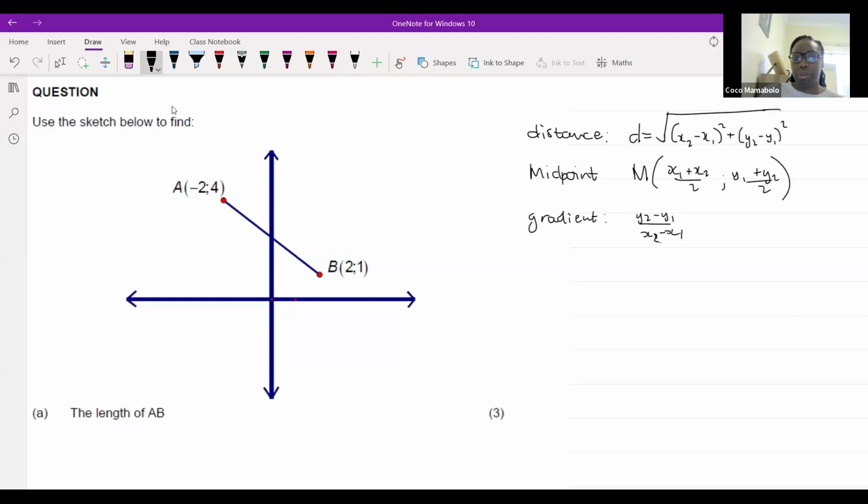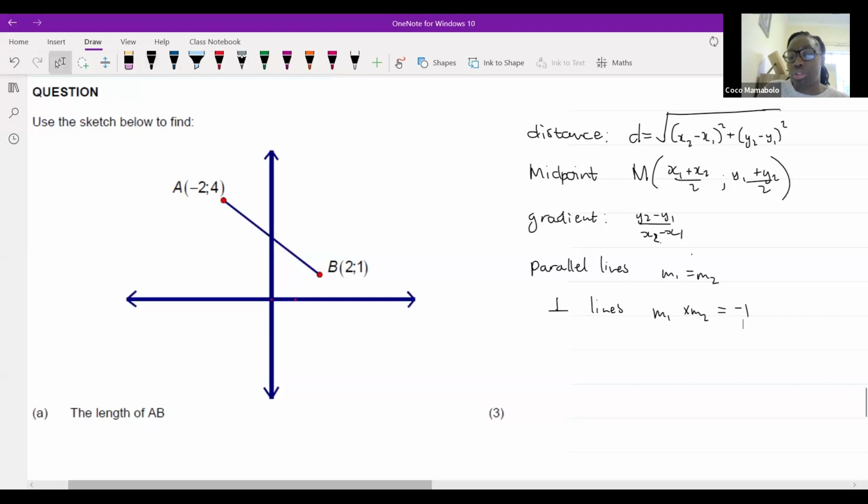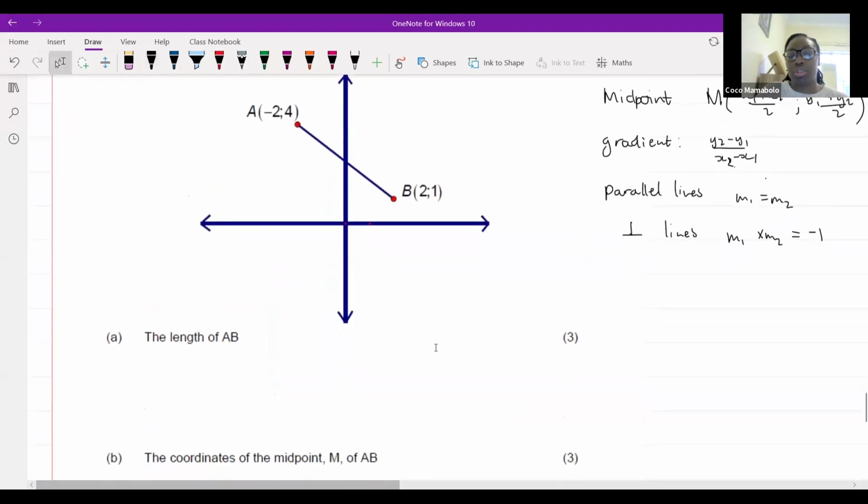And then what other formula have I forgotten? Okay, then you just need to know for parallel lines. For parallel lines, M1 is equal to M2. The gradients of the two lines are equal. And for perpendicular lines, we must know that M1 times M2 is equal to -1. All right, we just need to know the information. There's just no way around it. If you don't know, then you're not going to know how to use it. Okay, so let's start with the information they've given us here on the screen, and then we're going to calculate for A and B, please.